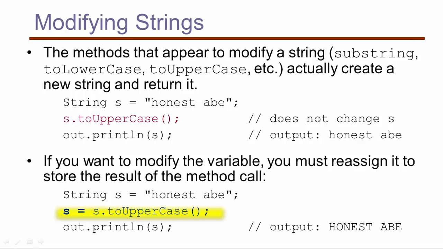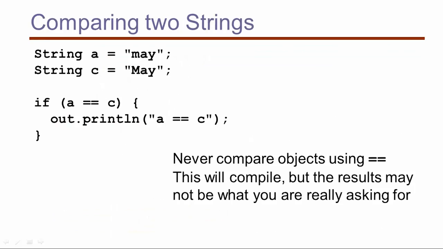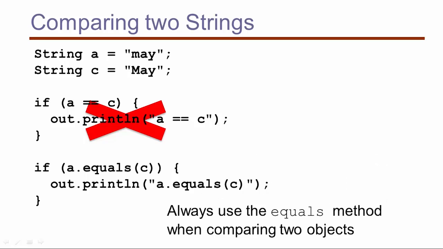Finally, if you want to compare 2 string objects, you do not use the equality operator == as you would with primitive data types. This will not give you the results that you expect. So if you want to compare 2 string objects, you should use the equals method from the string class.